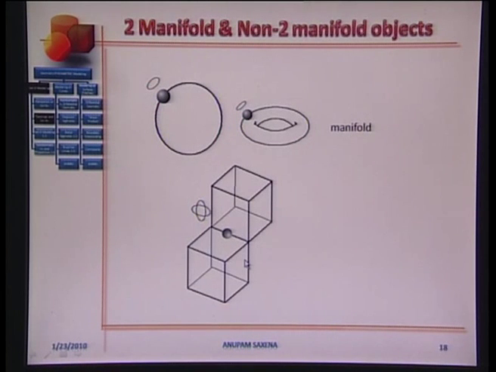Consider this example here. This is like two cubes sharing a common edge with each other. At any other point on this solid, if you take an open ball and intersect it with any plane, you'll get to see an open disk. But if you place that open ball on this edge, the result of the intersection will be two intertwined disks.